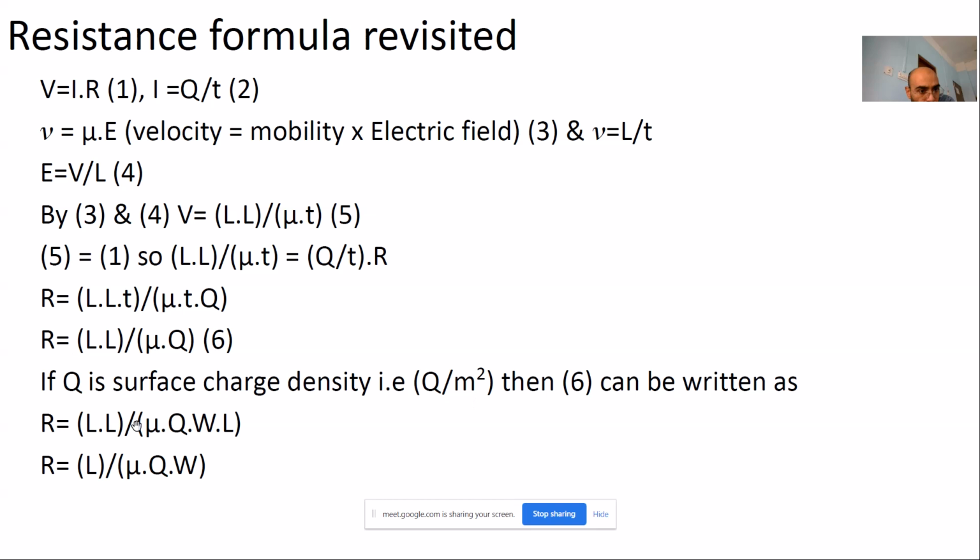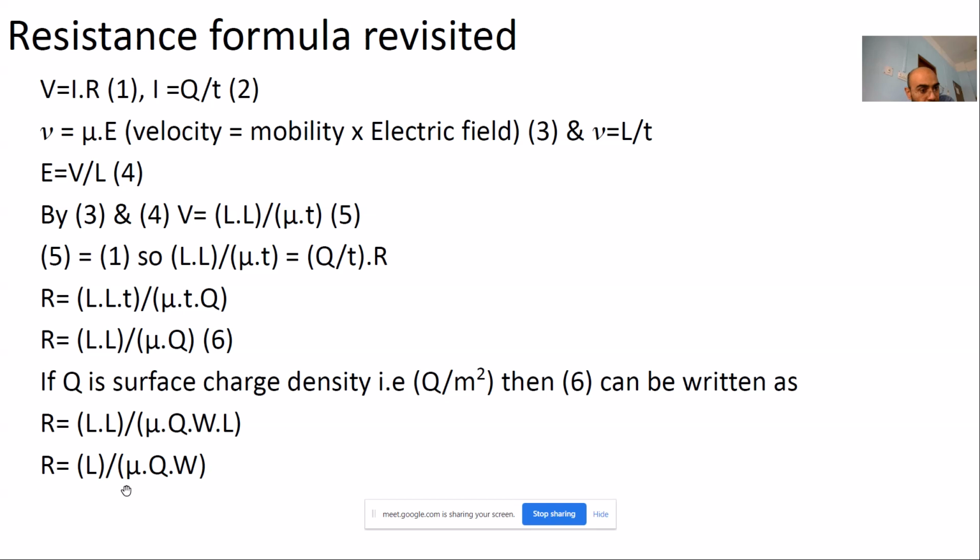Okay, so in that case, if you are using Q as the surface charge density, then the whole charge, the complete charge in that area, will be nothing but Q into W into L, right? Because I am considering Q as surface charge density, you can rewrite the same equation, equation 6, in this form. And now this length also gets cancelled out because it is present in the numerator and denominator. So you get this equation, right?